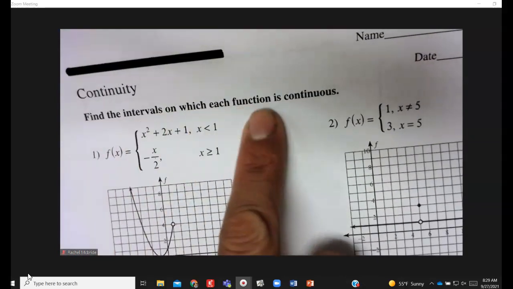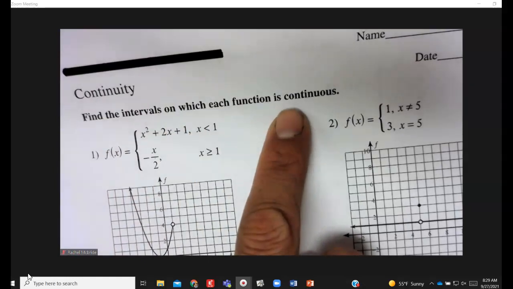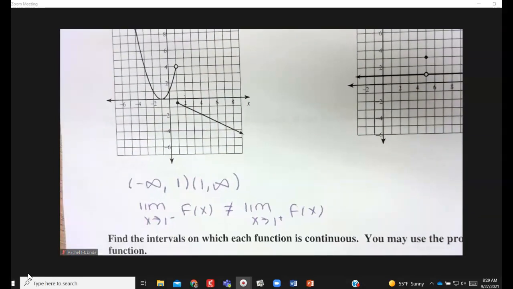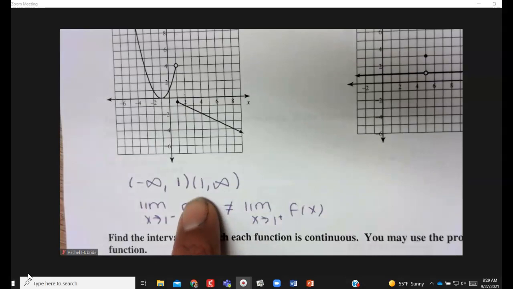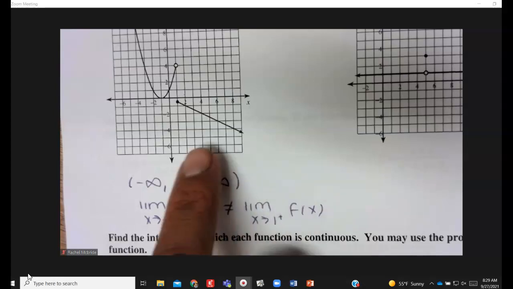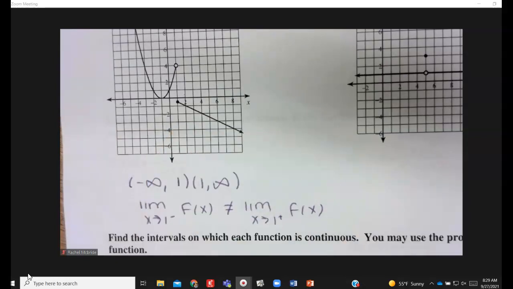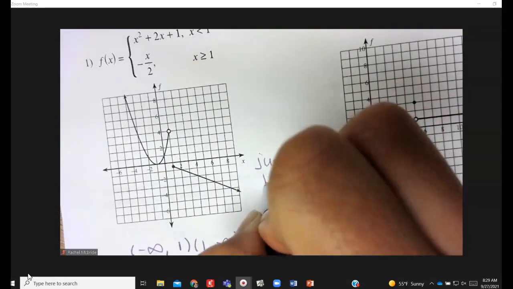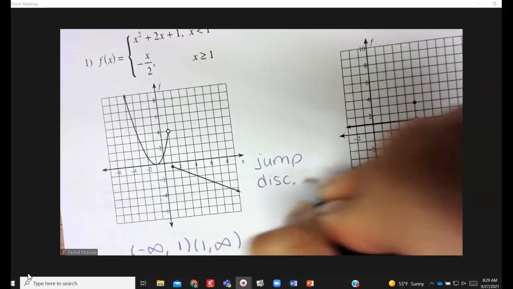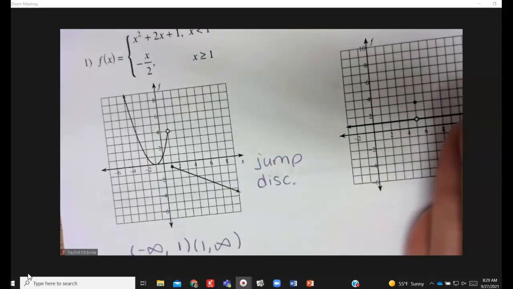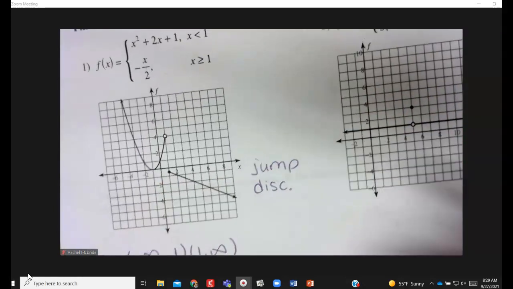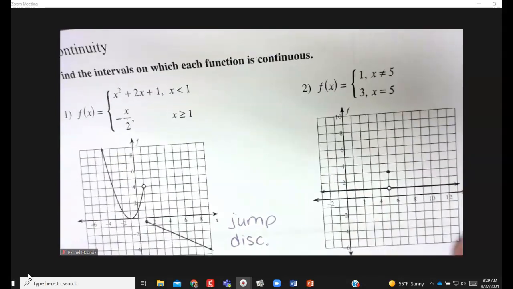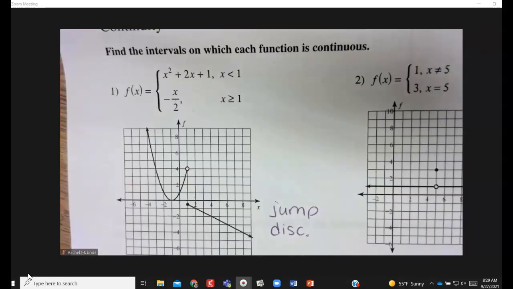Because it says find the intervals on which it's continuous. So it's not ever continuous at 1. Because the left-hand limit doesn't equal the right-hand limit, therefore it's not continuous. This is an example of jump discontinuity. Now, you could say it's right-hand continuous, but this wants to know in general for the entire function.